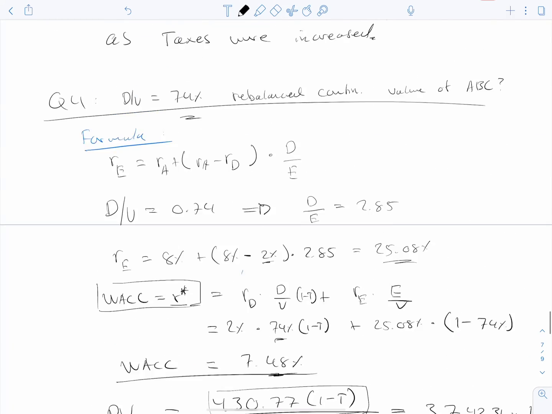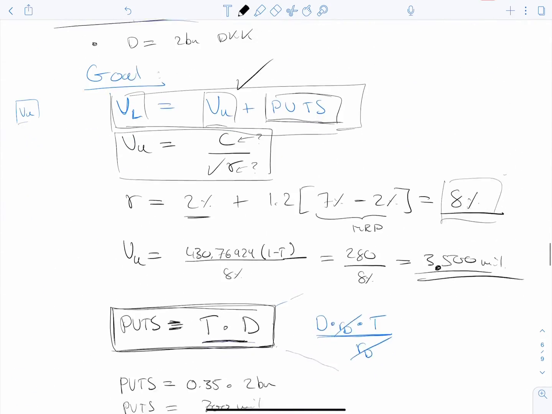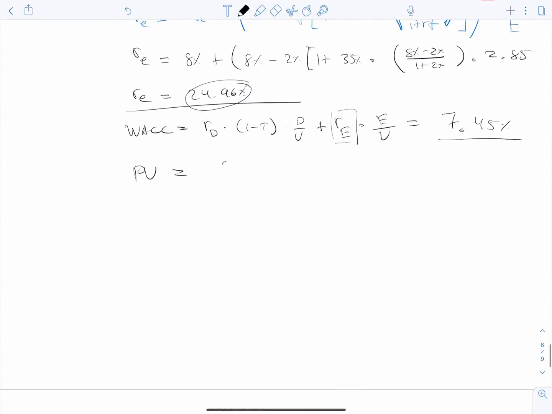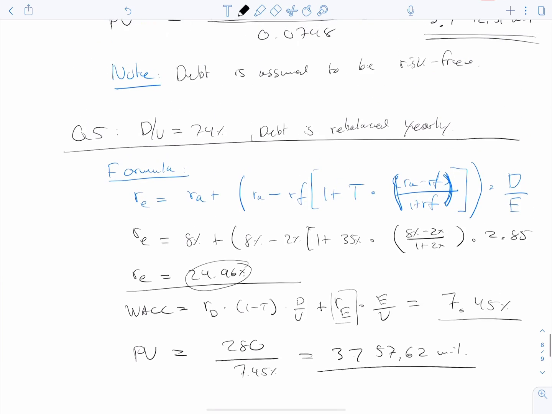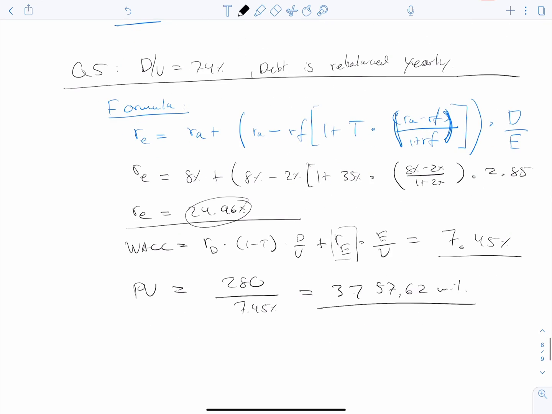And therefore, I can now calculate the present value as saying, I know this is not going to change, right? And I know from earlier that this was 280. I think I did that somewhere up here, right? There. So let's just write 280 over 7.45% gives me 3757.62 million, right? So basically you see that this number is slightly larger than this number, right? This one is slightly larger. Good.